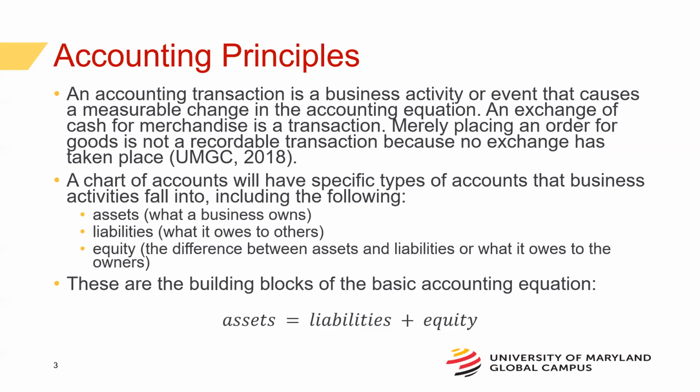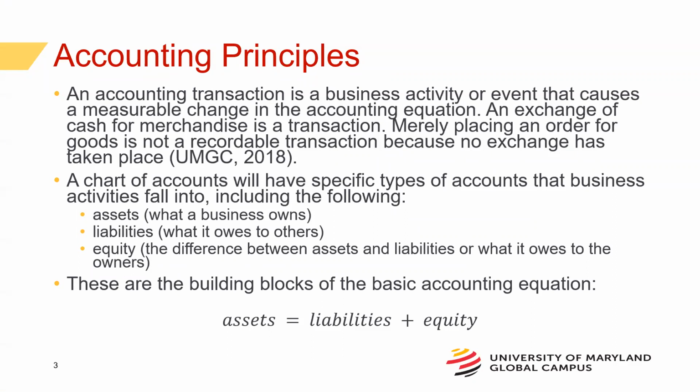The accounting equation is assets equals liabilities plus equity. So first, what are assets? Assets are what is owned by a company or by a person. We in business have assets. Assets include things like property, plant, equipment. Cash is an asset. Accounts receivable is an asset. Anything that the business owns or anything that is owed to the business is considered to be an asset.